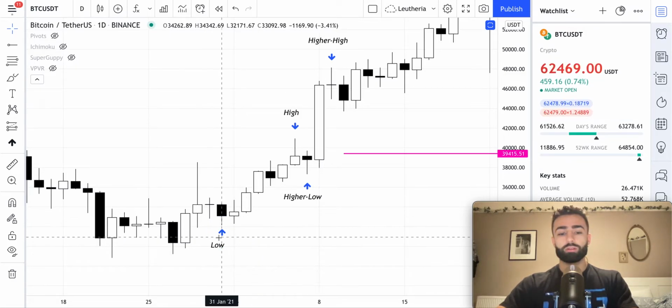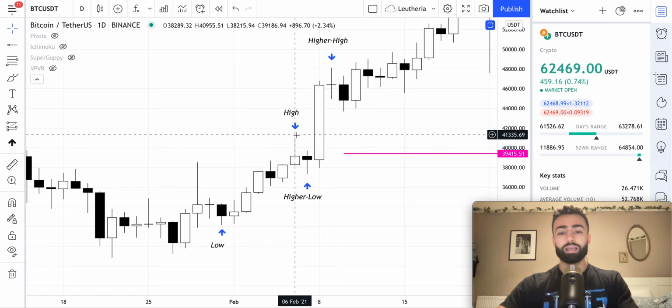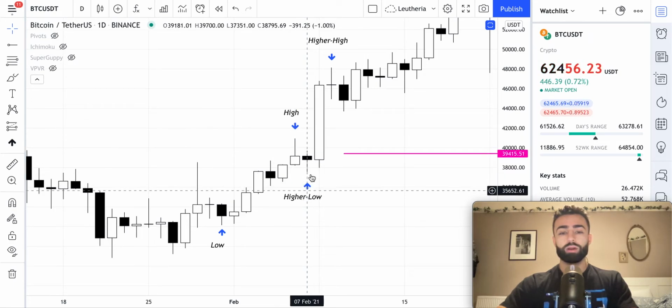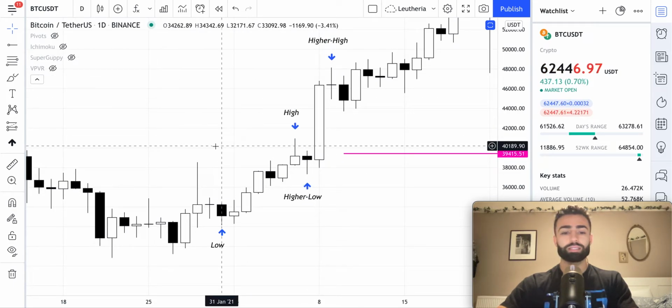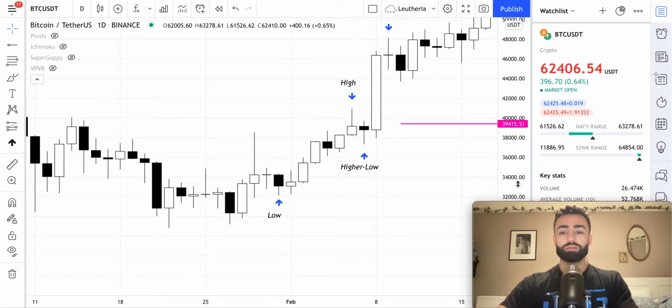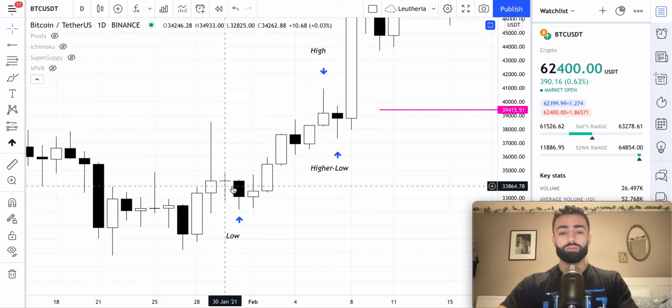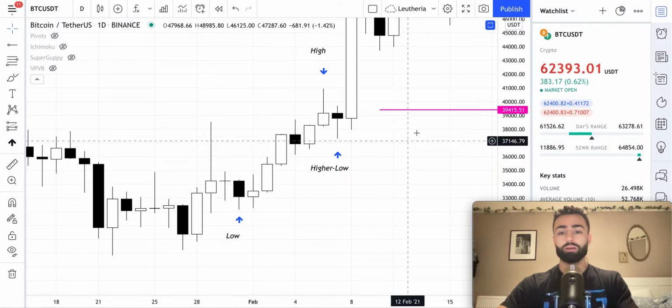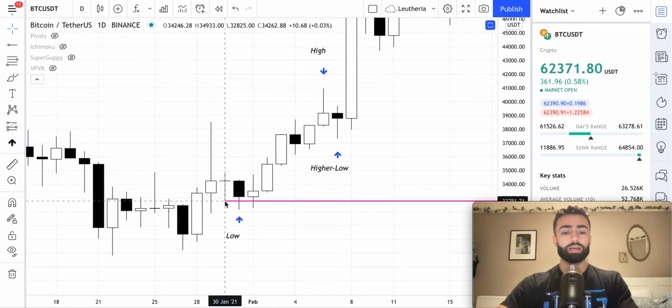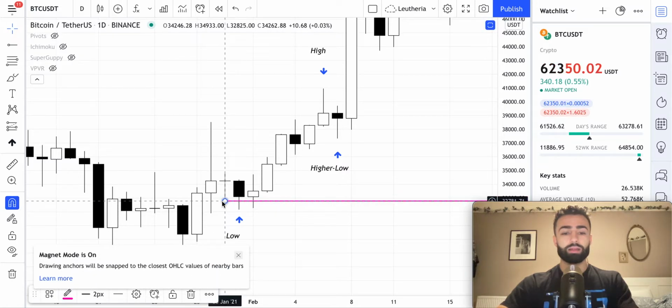We start off with a low, then we need to form a high, then we need a higher low, and then finally a higher high. So let's break down each one of these so that you can identify them. So how do you know that a low has been set starting off? Well, first we need to know the price is going down. And the way that we know the price is going down is by breaking a candle's low.